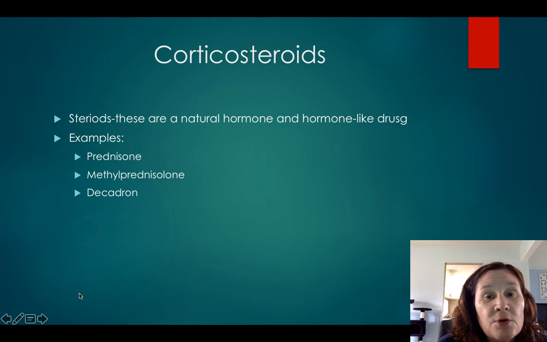Then there are the corticosteroids. These are steroids. They're natural hormones and hormone-like drugs. Examples of these are prednisone, methylprednisolone, and Decadron. These can actually help with the cancer itself, but they're also used at times to prevent nausea.